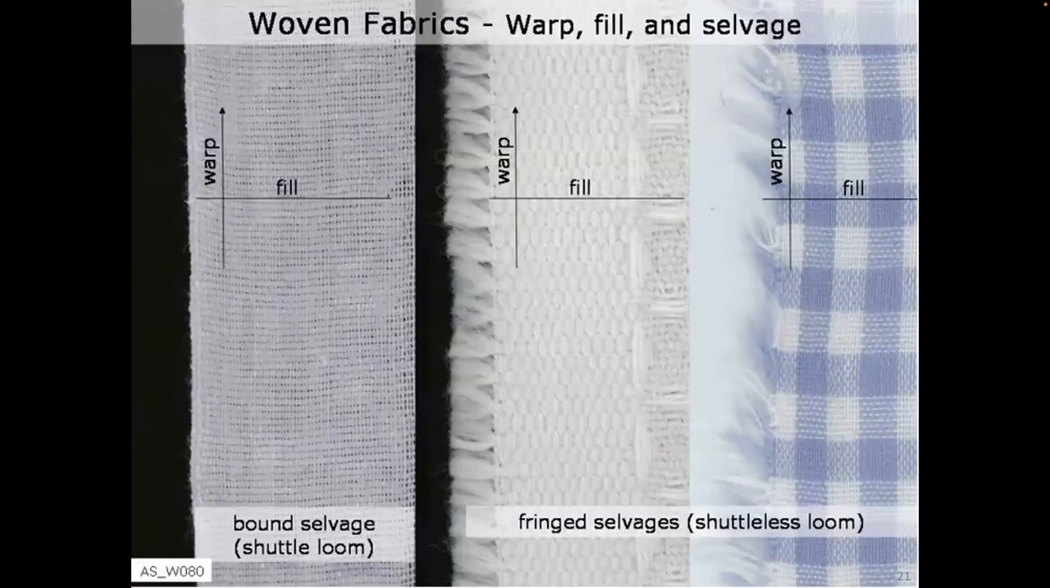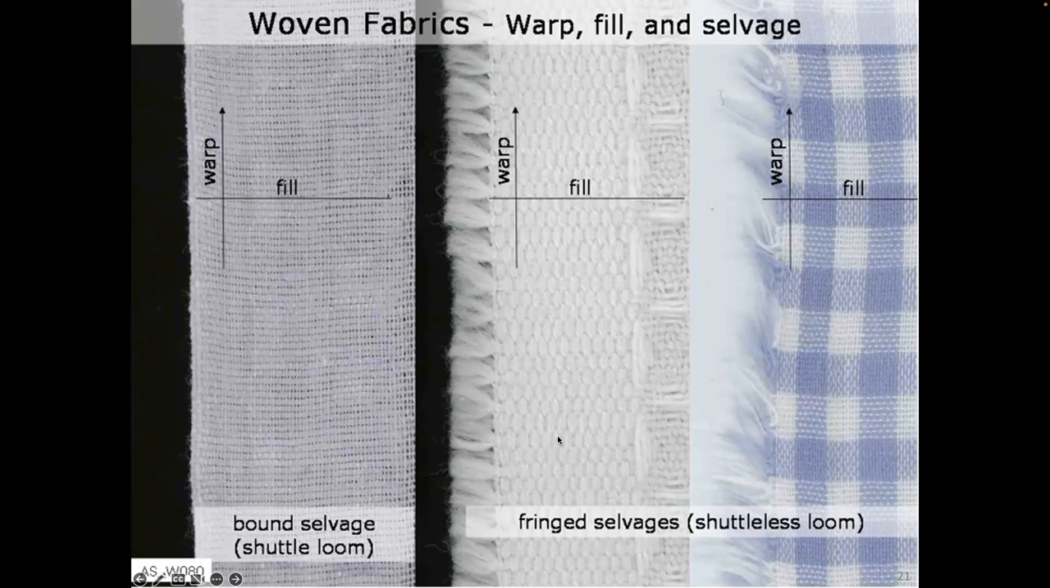Okay. Now, these are different types of fabric. So if you look at this fabric, the edges are not fringed. They are smooth. So that means this is a shuttle loom, because if you have a shuttle, the yarn is carried this way and then it turns around and comes that way. So your selvages are going to be very smooth with no fringes.